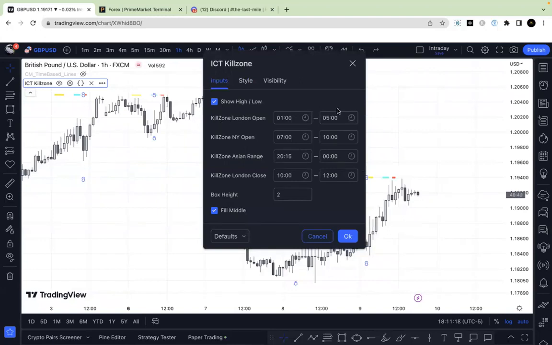London kill zone is between 1 and 5. New York is between 7 and 10. And then Asian range, I put between 8:15 and midnight because midnight is London open. So that's when Asian range technically ends, right? And you also have a London closed kill zone if you want that, right?